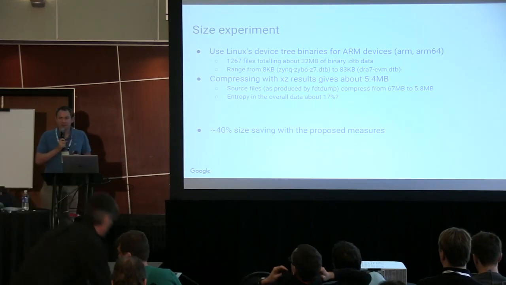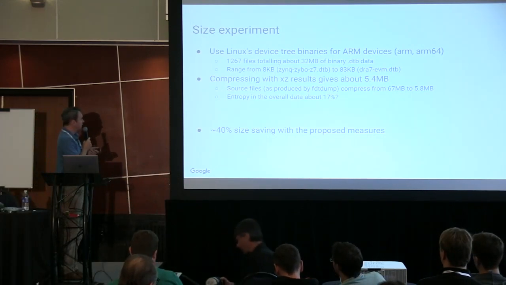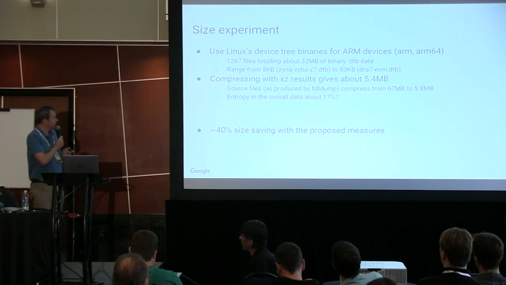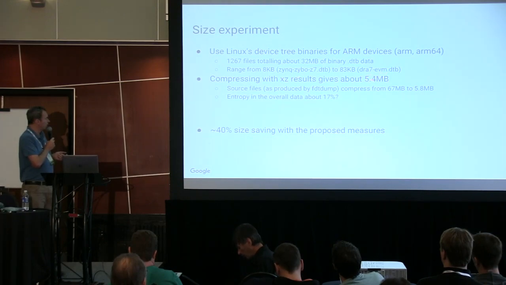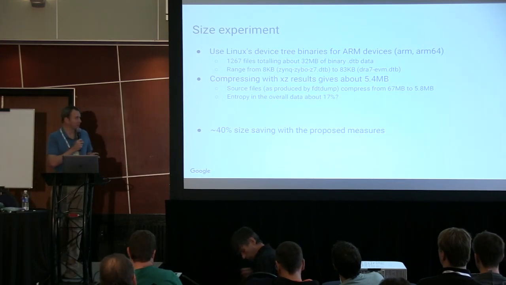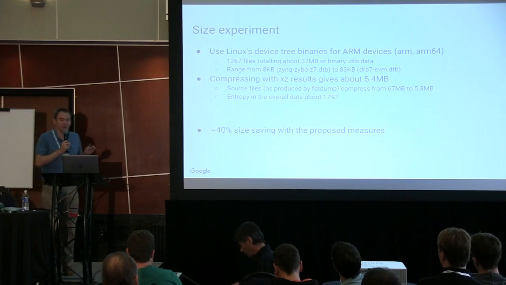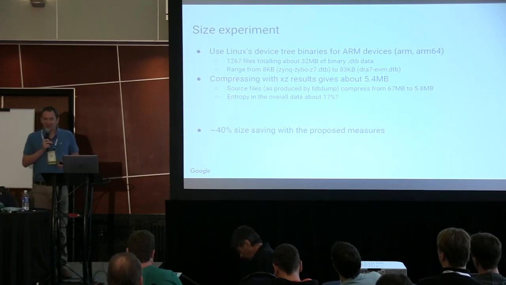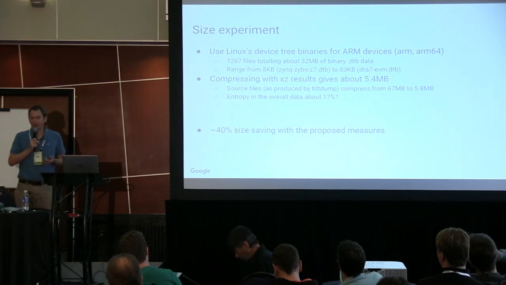I thought, well, okay, let's see how big this would be. How would we evaluate this? So I used the Linux device trees, about 32 megabytes of data, from 8K to 83K. If you compress them just with this compression tool, it comes down to about five megabytes, which gives you an idea of the entropy. Another test of that is that the source file is compressed down to a similar size, so there's some amount of actual information there. But I'm nowhere near that with my tests. Basically, I can get something like a 40% size saving on the flat tree with the things that I've done.